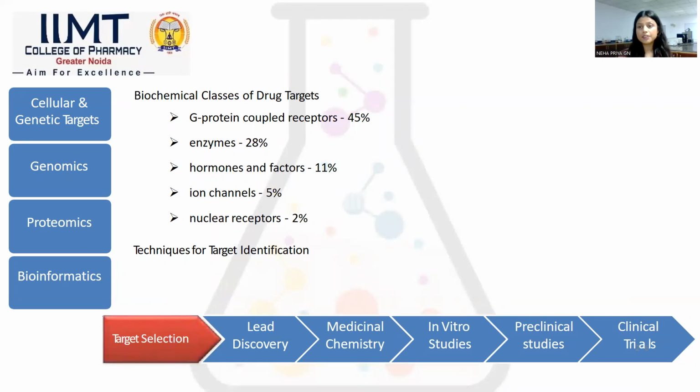So the first thing that we need to understand is target selection, and target selection needs to be done in a very gentle and collective manner, so that we'll be able to work finely with our other discovery stages. So drug target selection can be distributed into four categories. First one is cellular and genetic target, along with genomics, proteomics, and bioinformatics. These are the four types that are involved in target selection.